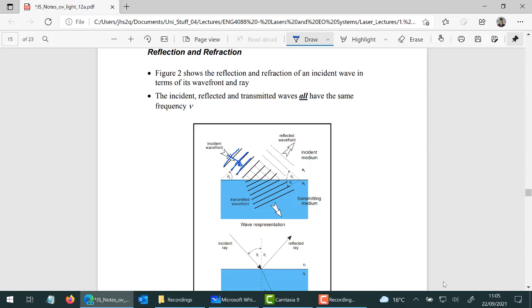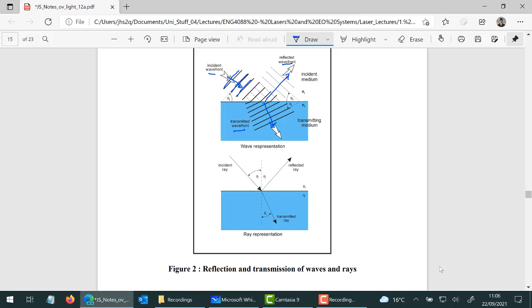As the ray hits the surface, some of the light will be reflected off, and some of the light will be transmitted through into the transmitting medium. So we have some incident light, some transmitted light, and some reflected light. The way that we represent that using rays is nice and simple. We have an incident ray, a transmitted ray, and a reflected ray.